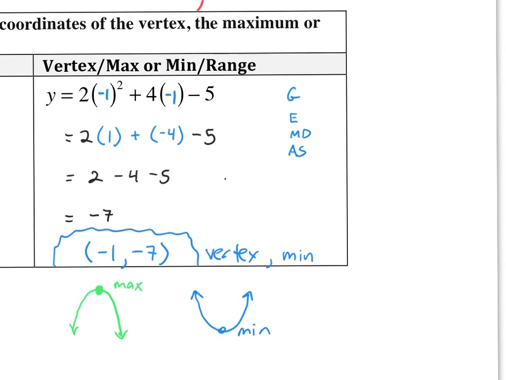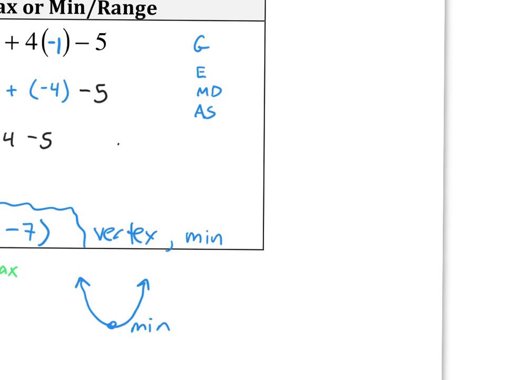Next, we do have to find out what the range is. And the range, since it opens upward, and the lowest it goes is negative 7, my range has to be y is greater than or equal to negative 7. Again, as a reminder, your domain for quadratics will be all real numbers.